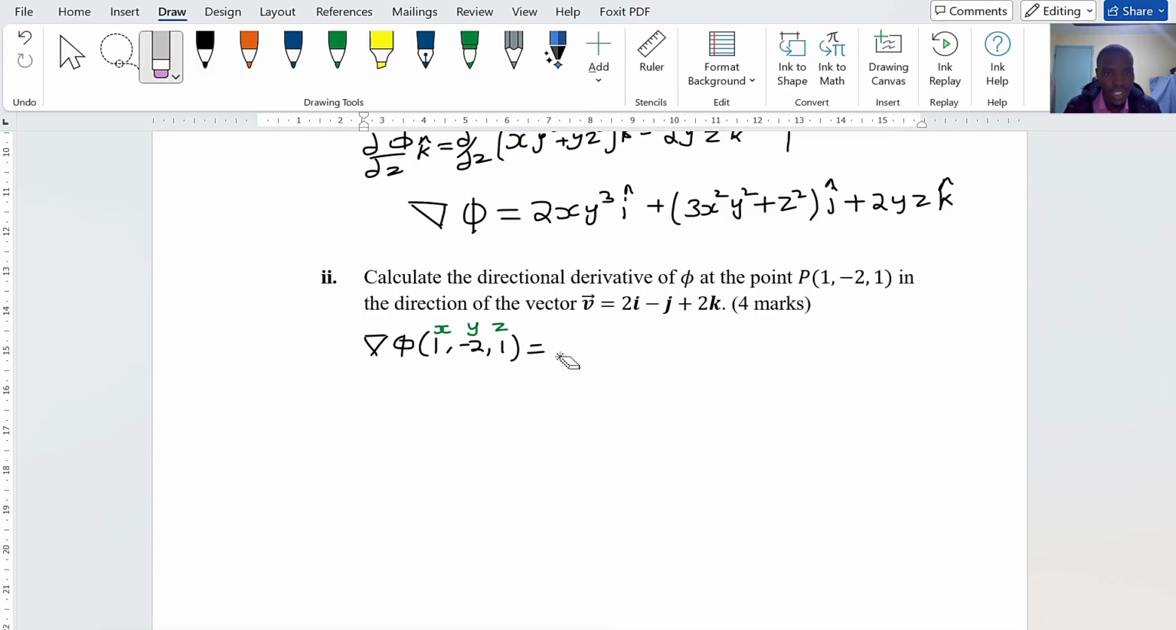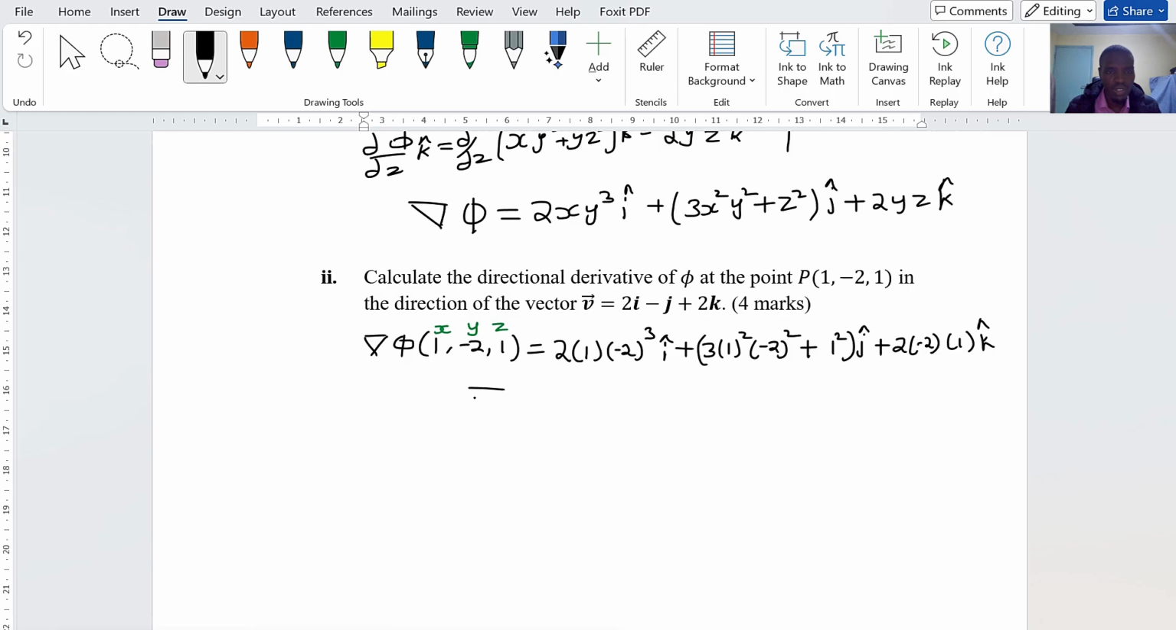Our gradient is 2. Okay, let me use black to ensure everything is okay. So we have 2 times x, which is 1, times y cubed, which is -2 cubed, that is i, then plus 3 into x squared. So we have x is 1 squared, then y is -2 squared, then plus z, which is 1 squared. All of this is j. Then plus, the last part is 2 into y, -2, then z, 1, and this is k.